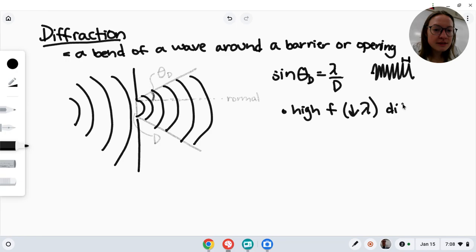So high frequency sounds, which also happen to be very small wavelength sounds, naturally diffract less. Sorry, I gotta wait for my pen to catch up. They naturally diffract less because they're already small, and so they can make it through the opening easily.